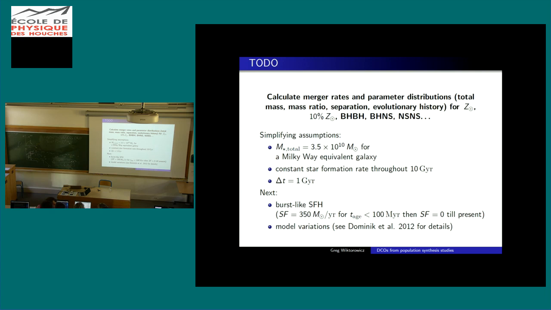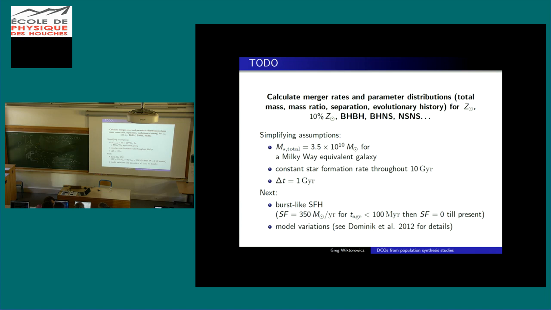Each line is a different double compact object, and parameters like mass, separation, delay time, and chirp mass are calculated at the moment of the second supernova, so the formation of the double compact object. This delay time is calculated for you from the formulae for the angular momentum loss in gravitational waves. So you don't have to do it.